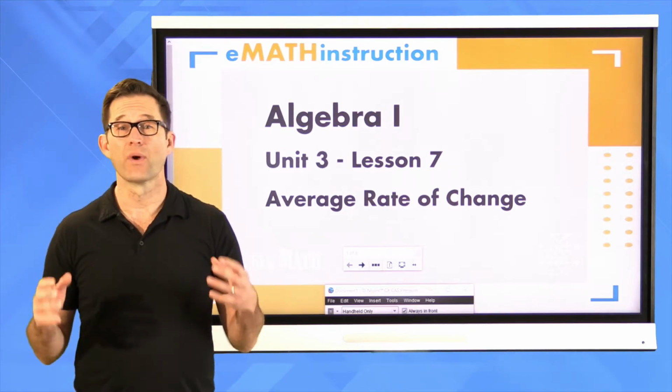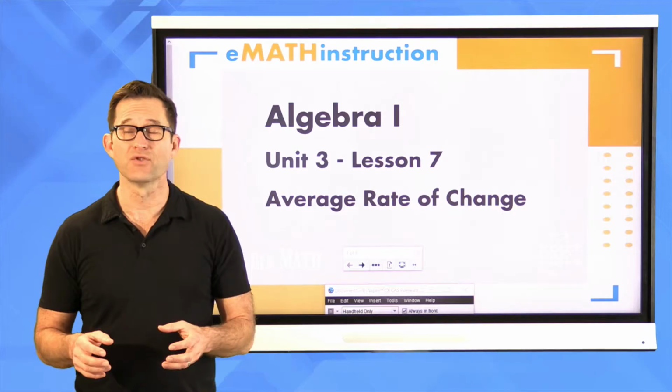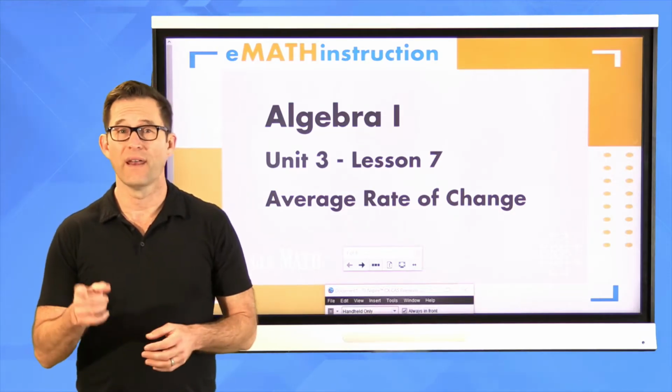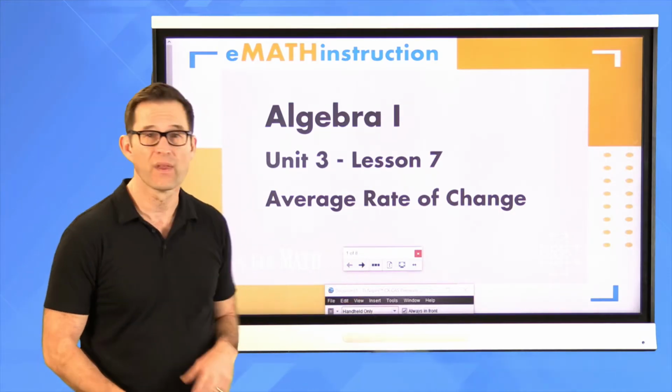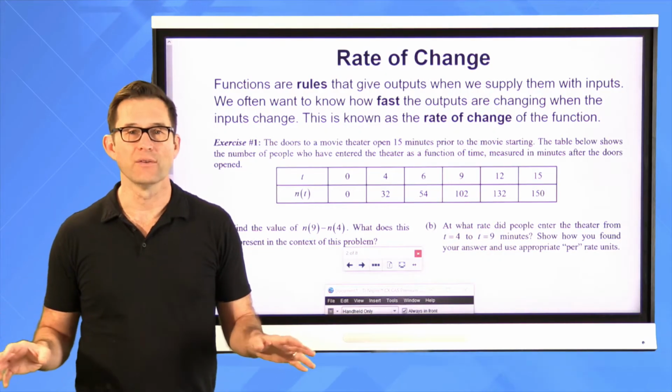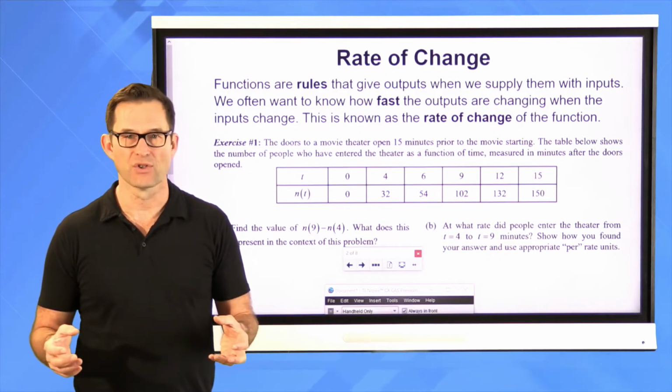So I want to get right into this and discuss what average rate of change is, why we need it, and how we calculate it. Let's do this. So rate of change, right? How fast something is changing.